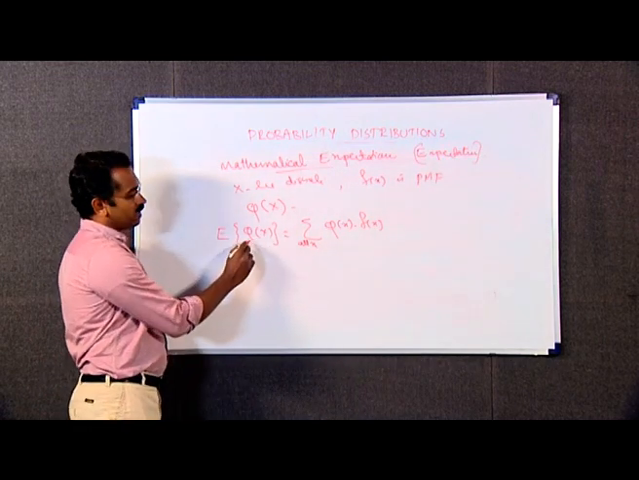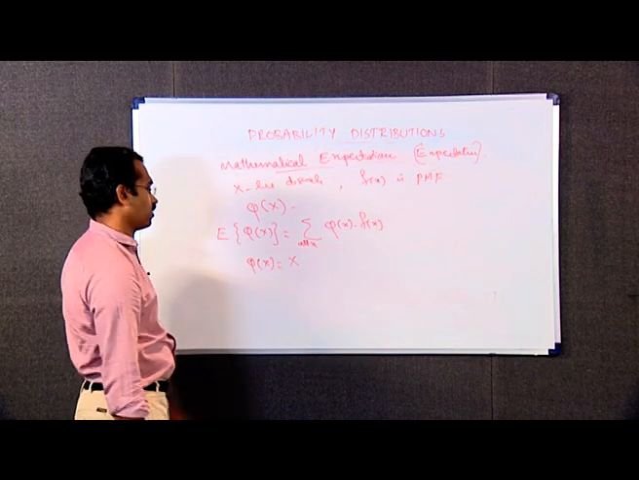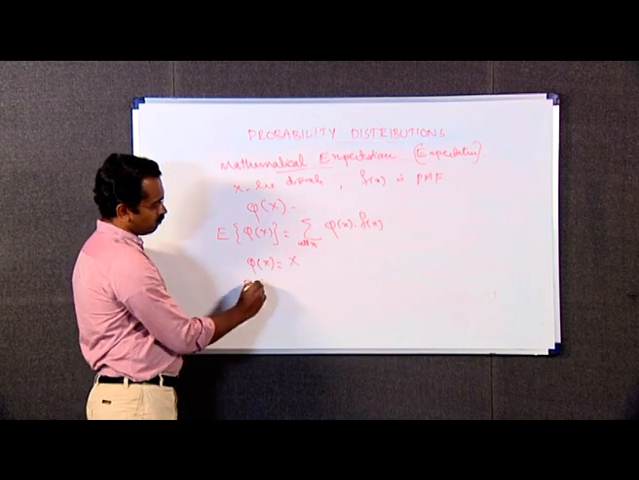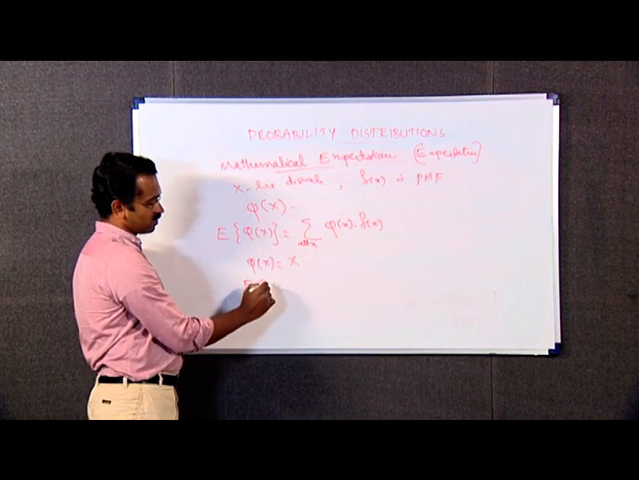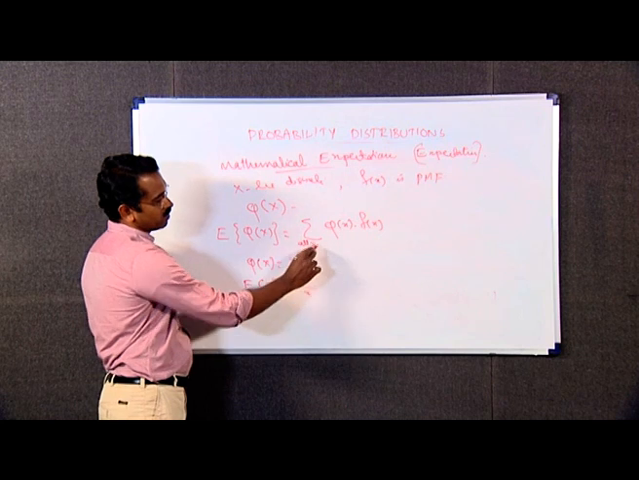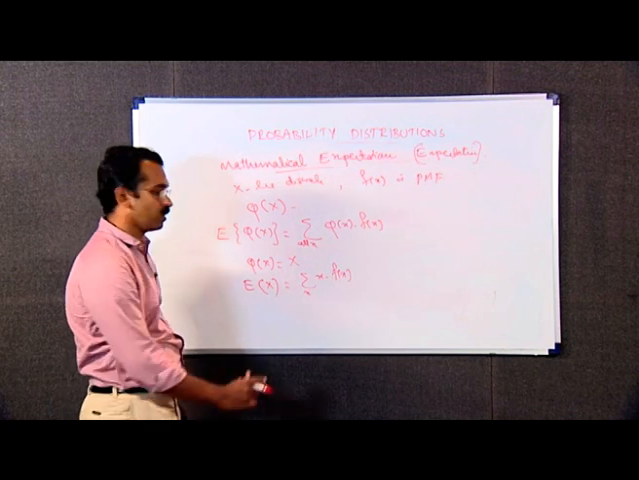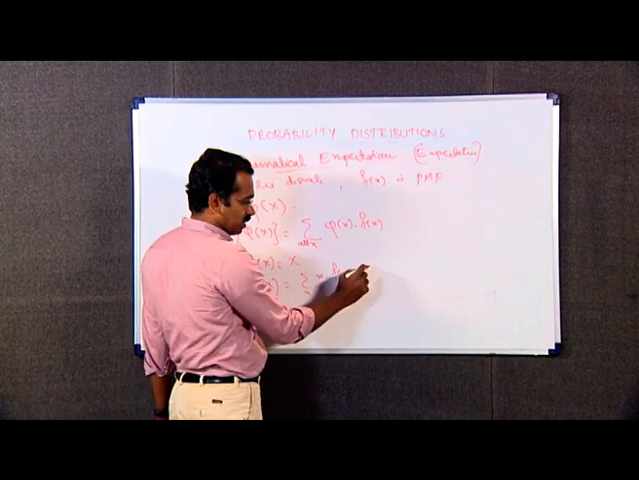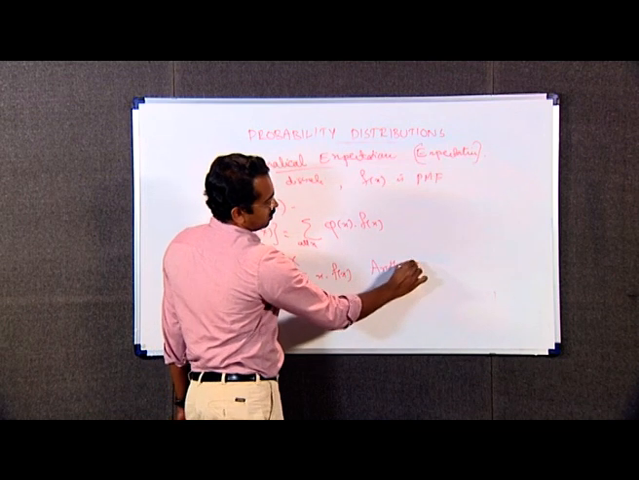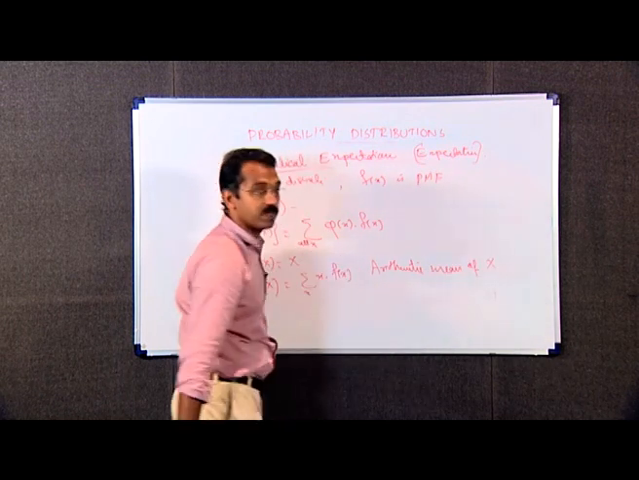Here, if we take phi of x equal to x, that is the identity function, then expectation of phi of x will become expectation of x, which is equal to summation over all x, x into f of x. This expectation is known as the arithmetic mean of the random variable capital X.